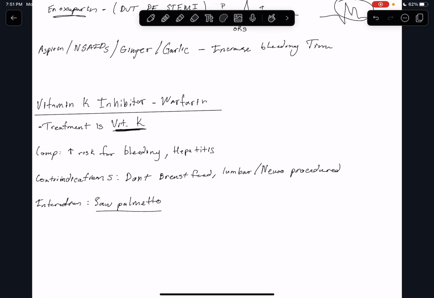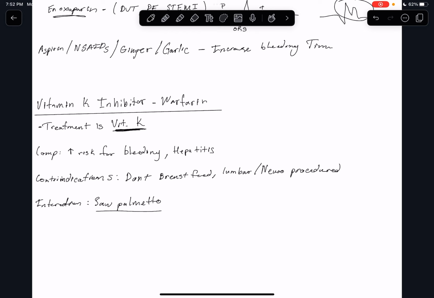What is your complication? The same as the other one. You have a risk for bleeding. Why? Because we gave you a blood thinner. You have hepatitis. So with your liver, your liver is what is creating a majority of your clotting cascades, right? Your liver is what's working with your blood cells. If your liver is damaged, your clotting cascades are off. So you can have hepatitis, which is infection or inflammation of the liver.